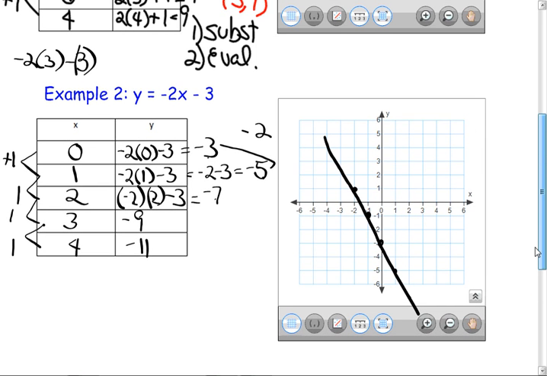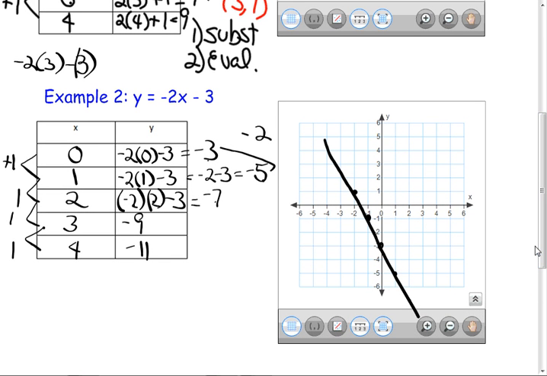Okay, ready? I don't want to go too fast. You don't have your graph there or your table. I'll pause for a second. Should have these done and then let you.